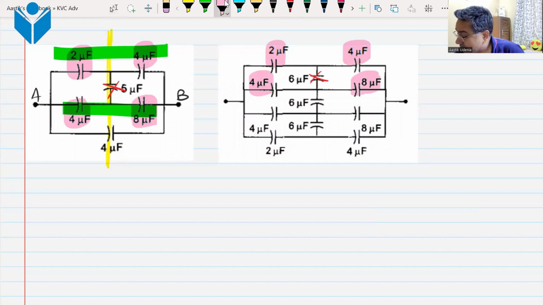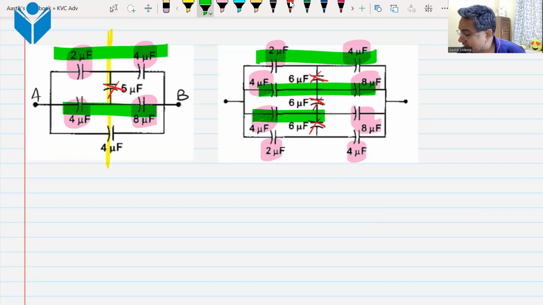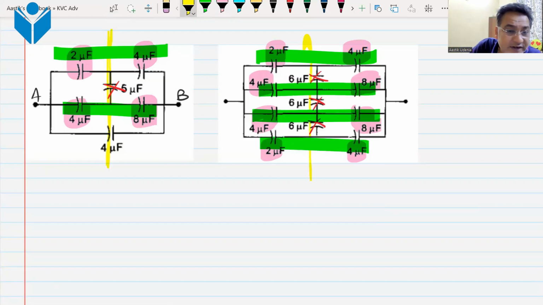Then looking at this one, 4 and this 2, and this 8 and this 4, you can understand that this one will go away. Yes or no? Yes, sir. And similarly, this one will go away. All of them are going away. Yes or no? Yes, sir. These are in series, these are in series, these are in series, these are in series, and then they are in parallel. You can solve it that way also.